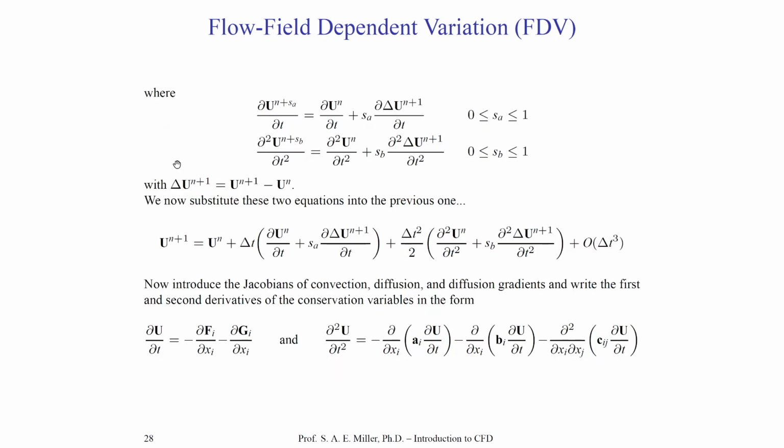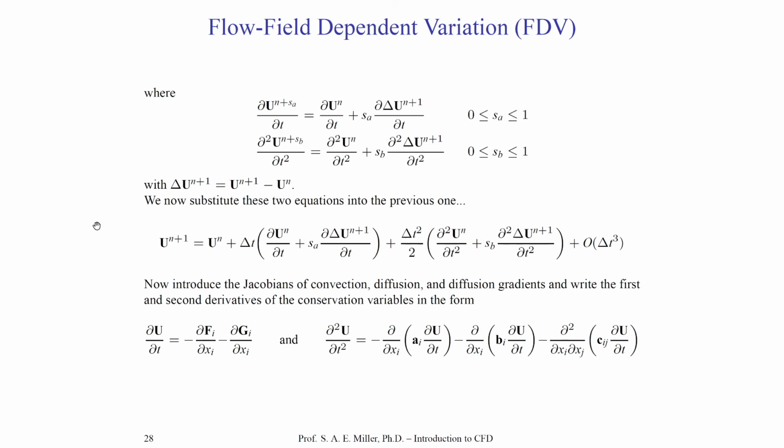Here I've written delta u of n plus 1 goes as u of n plus 1 minus u n. So it's just a shorthand notation between the two time level solutions. And remember, these are vectors for rho, momentum, and energy. We can now substitute these equations in the previous one, and we will find u of n plus 1 goes as u n plus delta t times the SA term plus delta t squared over 2 times the SB term. That's what this middle equation is.